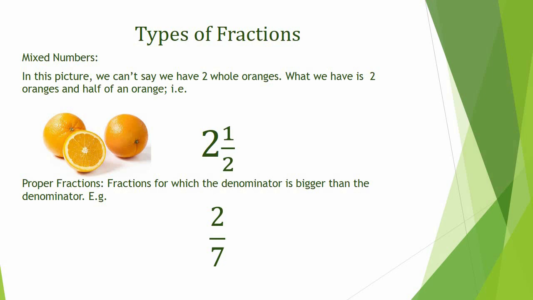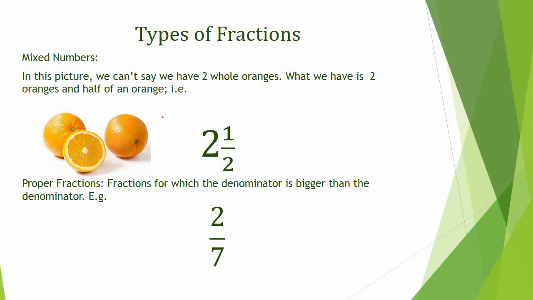The first type of fraction that we have here is mixed numbers. As the name implies, mixed numbers are really a mixture of whole numbers and fractions, as we see here. In this picture, what we see is 2 oranges and half of an orange. So we can't say that we have 3 oranges here, because we just have 2 whole oranges and 1 orange that is cut in half, right?